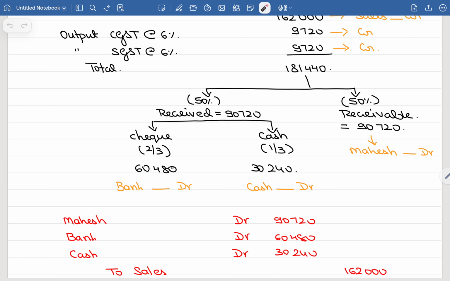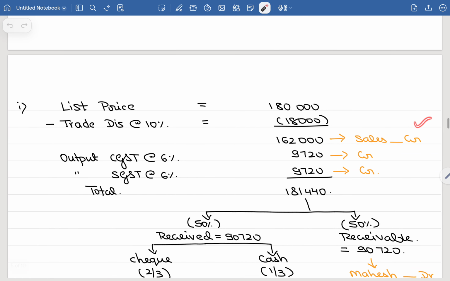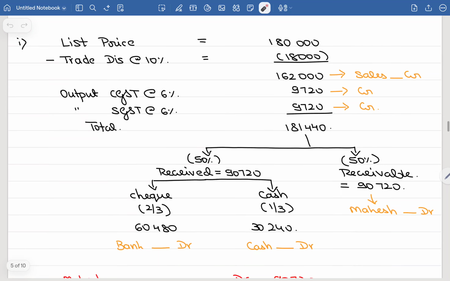So whatever the cheque received, we have to debit which account? Bank account. For cash received, cash comes in, cash account will be debited. Remaining amount is receivable from Mahesh. He is receiving the goods. So Mahesh account will be debited. These three accounts are debited. In turn, sales account will be credited, output CGST will be credited, output SGST will be credited.